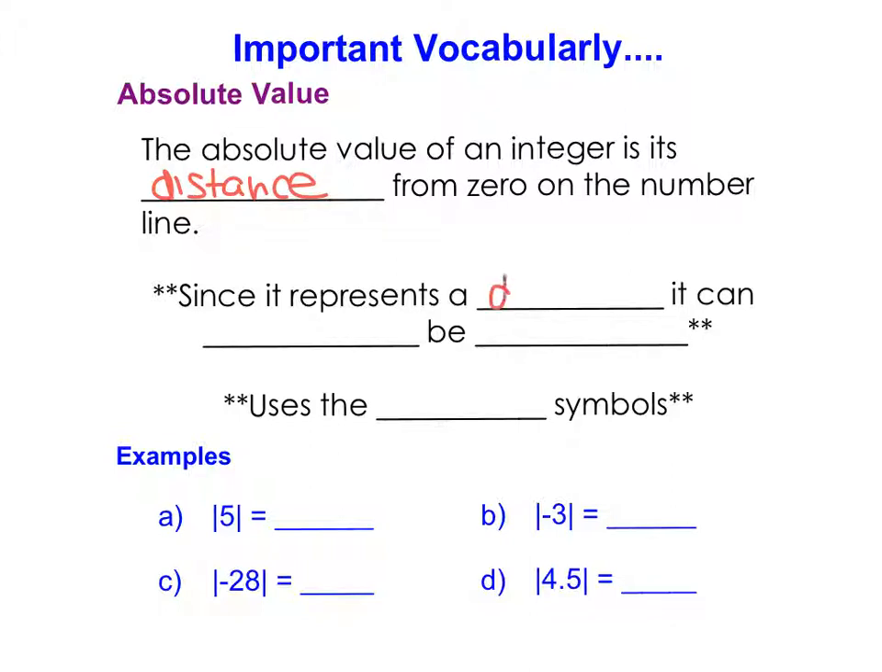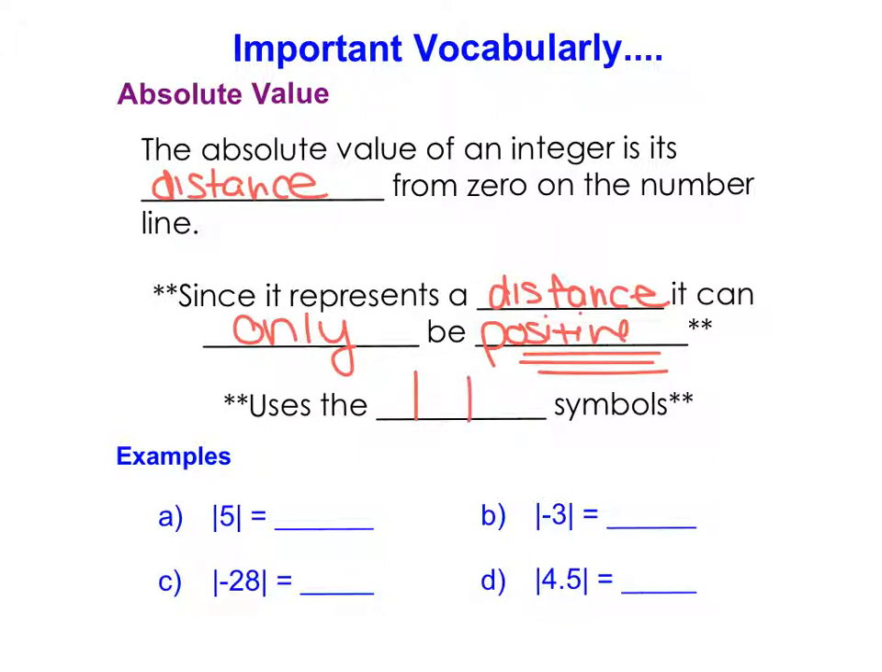Since it is a distance, it can only be positive. So think about distances in your everyday life. You would never say that you traveled negative 80 miles. You would never measure something and say that it was negative 12 inches long. Distances are always positive, and as a result, absolute value is always positive. And then the other thing you need to notice is that it utilizes these vertical straight up and down lines.